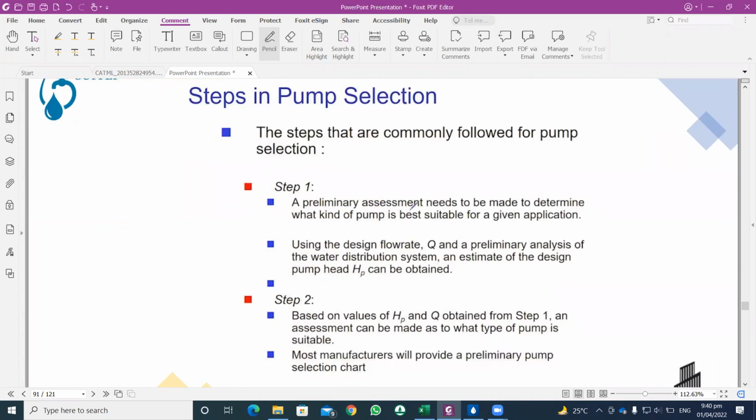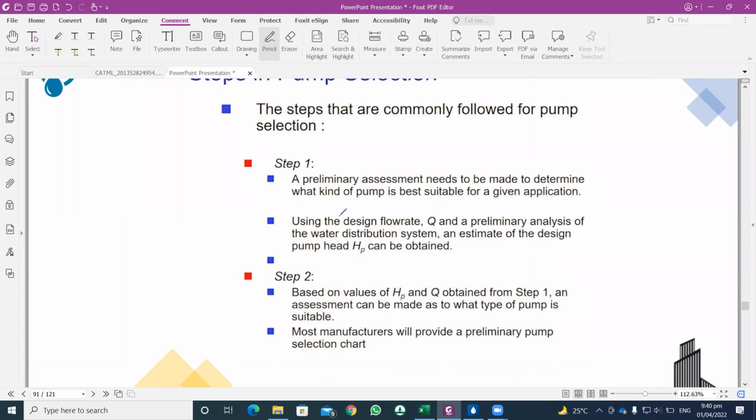So a preliminary assessment needs to be made to determine what kind of pump is suitable for a given application. First of all, you have to find the Q required for the system, and the preliminary analysis of the water distribution system, which we will do in WaterGEMS. Based on that we will determine the flow and also calculate the pump head required in order to reach the water from the upstream to the downstream of some level.